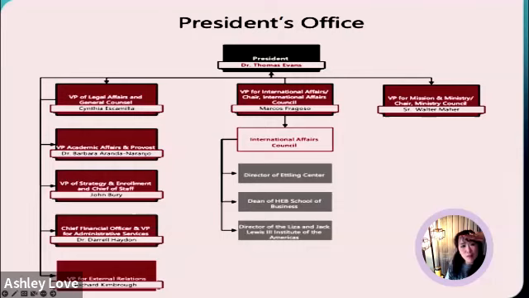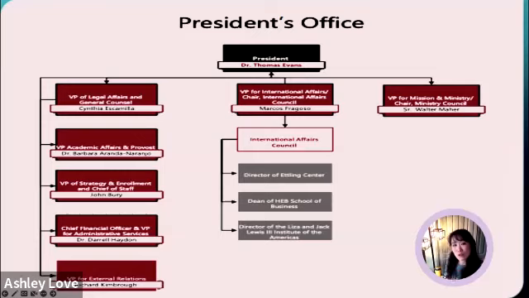So we have the president, Dr. Evans on top, and then we have all these VPs that you see on the left-hand side. The VP of Legal Affairs, VP of Academic Affairs, VP of Strategy and Enrollment, and then we have Chief Financial Officer and VP for the Administrative Services, right? And then we have VP of External Relations. So you could see the administrators, and then we have International Affairs, and then because we're faith-based, we also have VP for Missions and Ministry as another category.